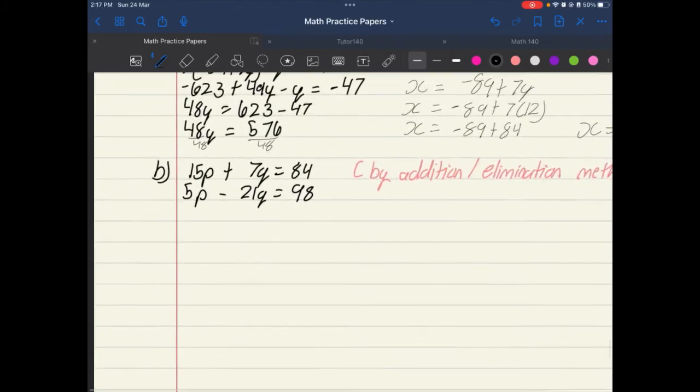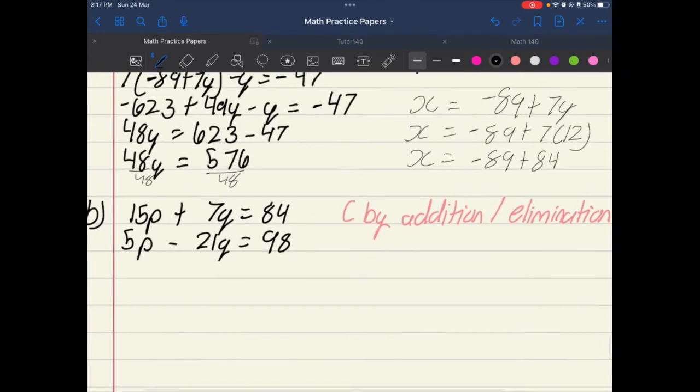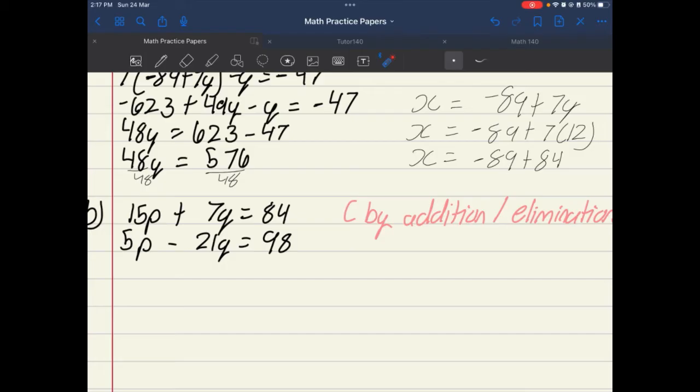Okay, now by addition, elimination method. So to do this, we have to get one of these values equal to the next, so when we add them, they can cancel out. So we have 21 here, right? And we have a positive 7 and we have a negative 21 here. We want to get this 7 equal to 21, so we could add them and cancel them. So it'd be a positive 21 and then minus 21, and then these would cancel.